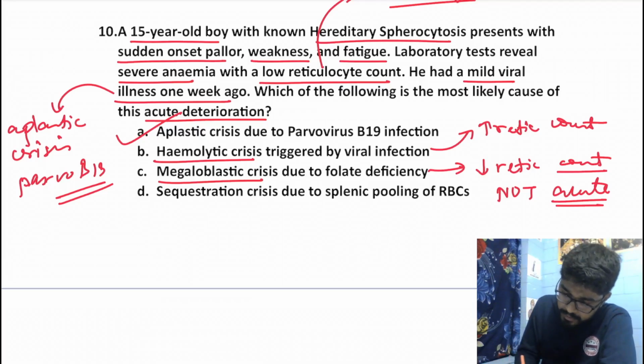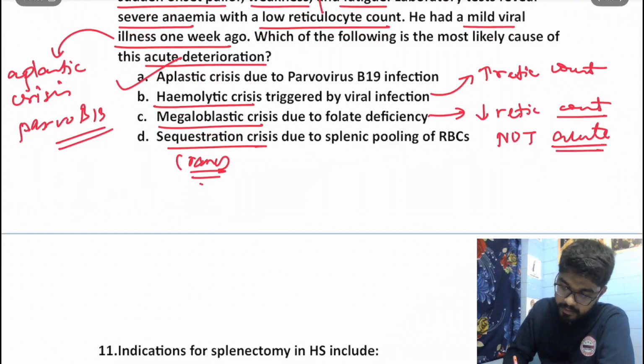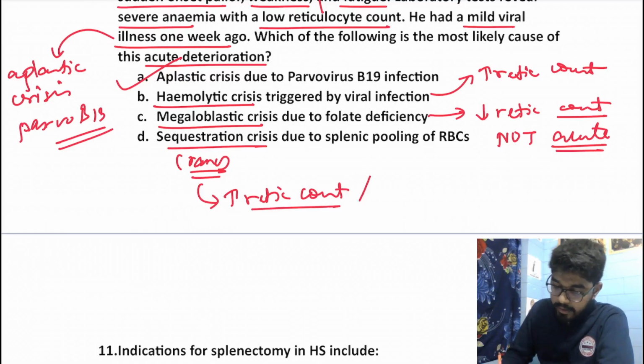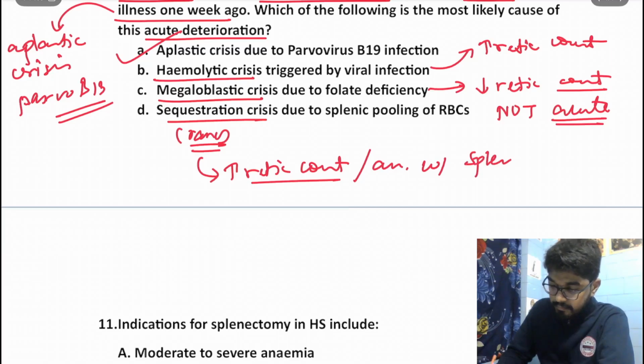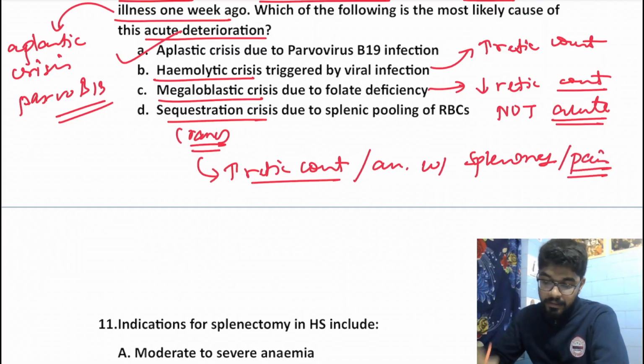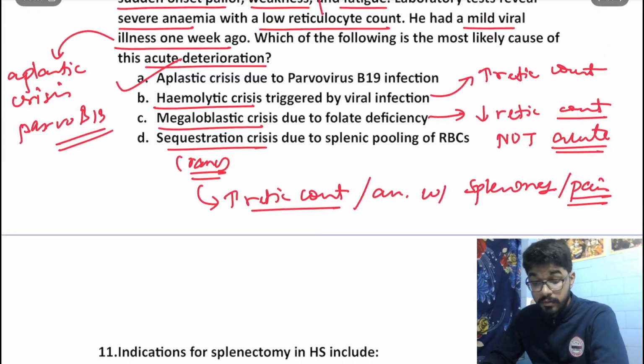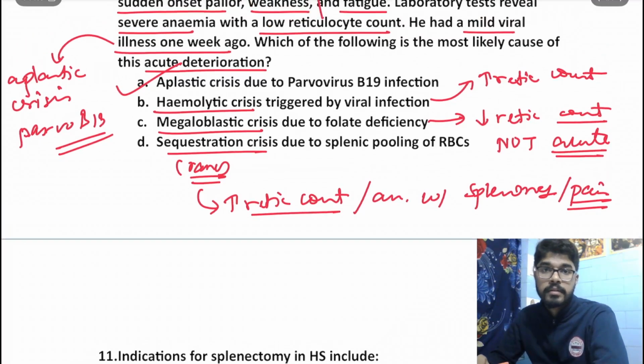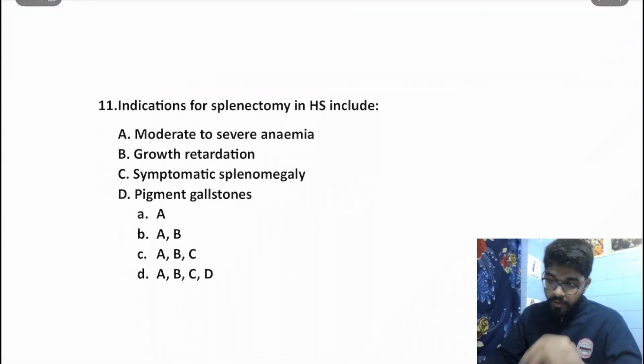Sequestration crisis is quite rare in hereditary spherocytosis, but again in sequestration crisis there would be an increase in retic count, right, and it would be associated with splenomegaly as well as pain, right? That's why it's not a sequestration crisis. Our answer would be aplastic crisis. Okay. Moving on to the next question.